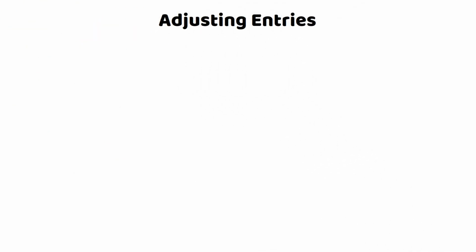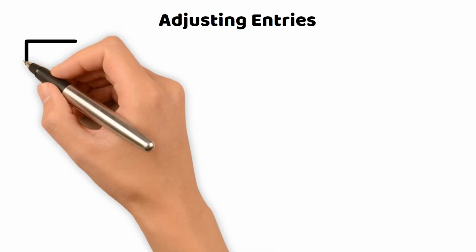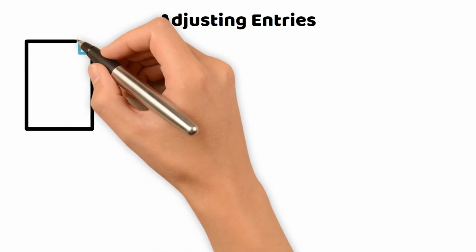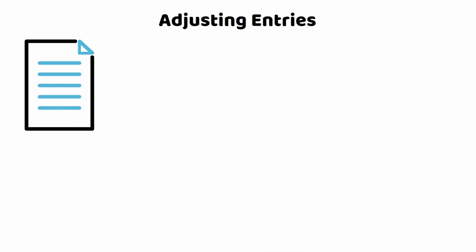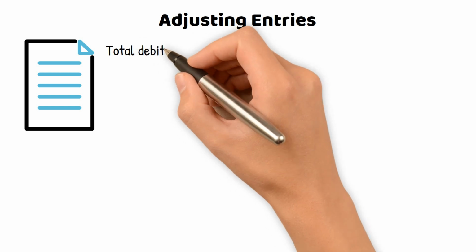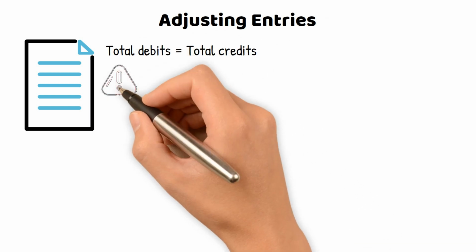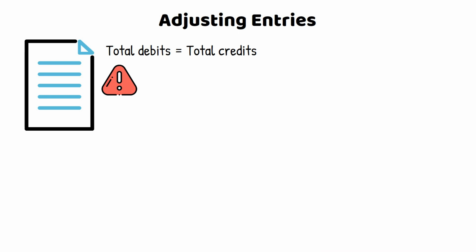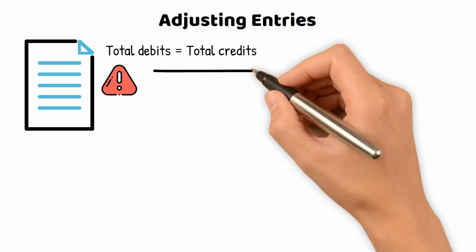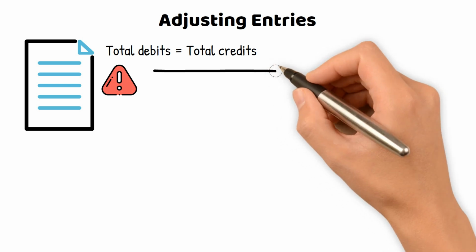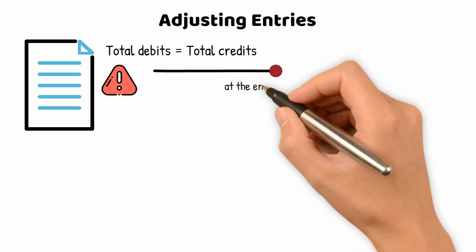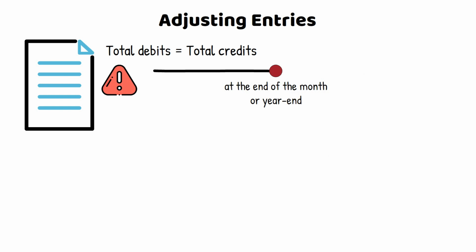Adjusting entries. An unadjusted trial balance is a report that lists all the accounts of a company and their balances before any end-of-period adjustments are made. An unadjusted trial balance ensures that the total debits equal the total credits and identifies errors in the general ledger accounts before adjusting entries. The unadjusted trial balance is typically prepared at the end of an accounting period, such as at the end of the month or year-end. It includes all accounts with a balance, whether they have activity during the period.